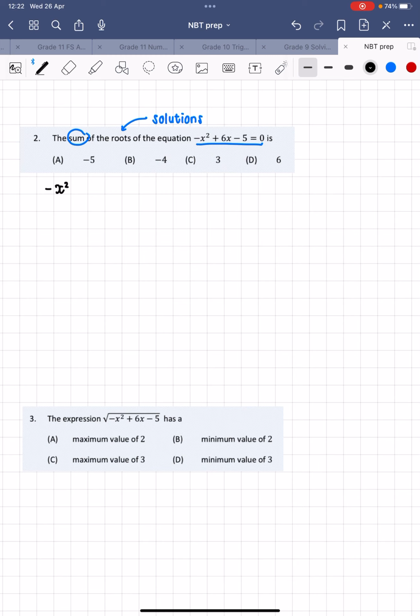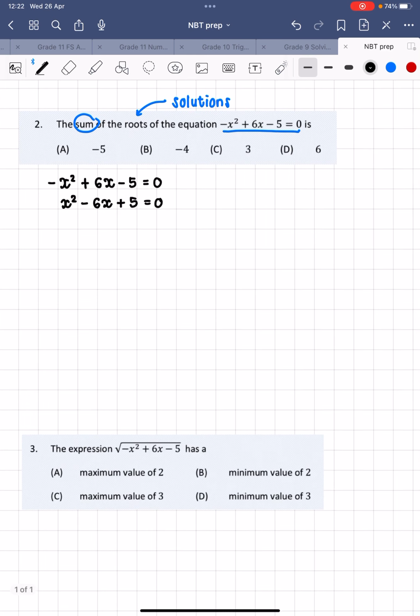Negative x squared plus 6x minus 5 equal to 0, and in order to solve for x, I am first going to divide through by a -1. So essentially I'm going to change all of the signs of each term in this equation. That just makes it easier for me to actually factorize. So now I'm going to factorize this equation.